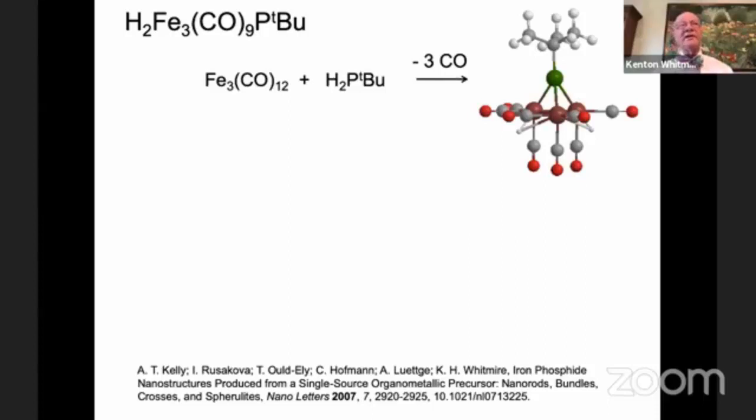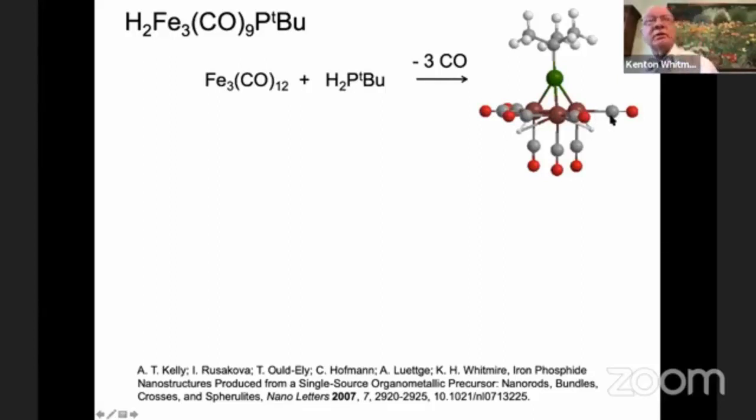You make it quite simply by taking tri-iron dodecacarbonyl, treating it with primary phosphine, and you could use a wide variety of R groups on the phosphorus here. And it gives you this tetranuclear cluster. I include the phosphorus in that. It's tetrahedral. A triangle of iron atoms with a phosphorus t-butyl group stuck on top. And there are 2 hydrides attached to the metal framework.